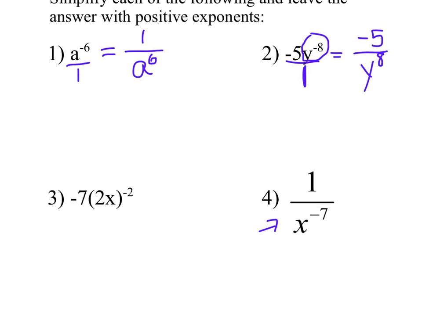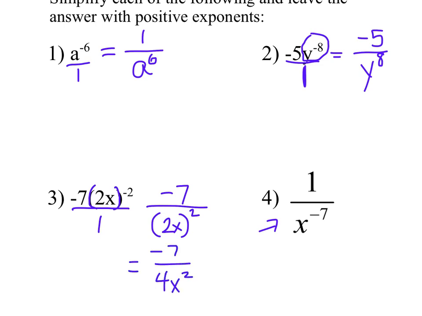A couple more. So this is a fraction. That negative 2 means that the base is in the wrong place. The base is what's in this parentheses here. So that 2x squared moves to the bottom. And remember, it becomes positive when it moves. That negative 7 stays on the top because it's not being raised to any negative exponent. Then we can do our exponent rules if we need to. And, multiply in. So 2 squared is 4 and x squared.